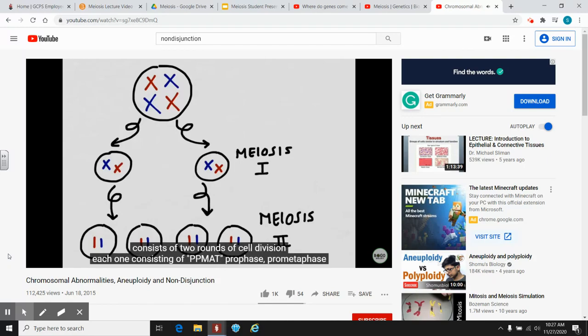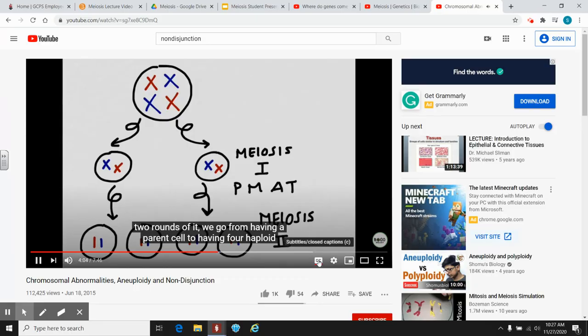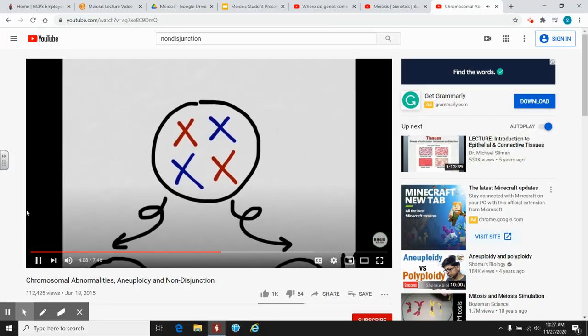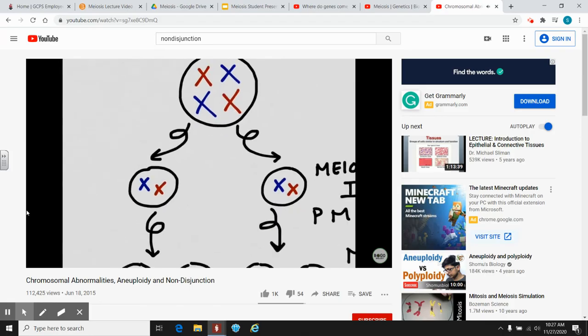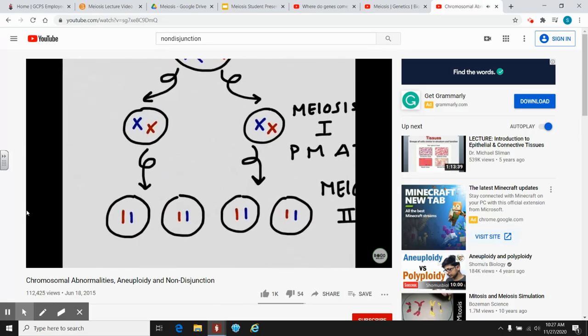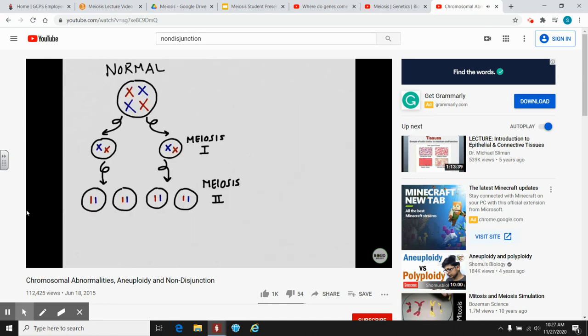Meiosis consists of 2 rounds of cell division, each one consisting of PMAT, prophase, metaphase, anaphase, and telophase, just like in mitosis. However, since there are 2 rounds of it, we go from having a parent cell to having 4 haploid daughter cells. So we go from having a parent cell that looks like this, with 2 red chromosomes and 2 blue chromosomes, to having 4 daughter cells, each of which have 1 red and 1 blue chromatid. This is what happens in normal cell division.